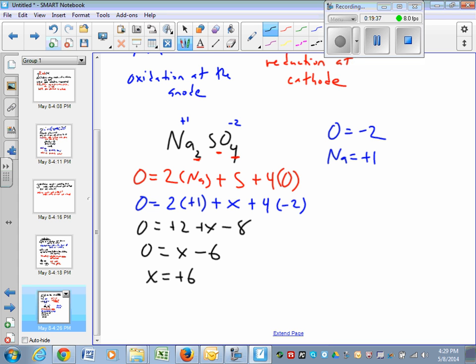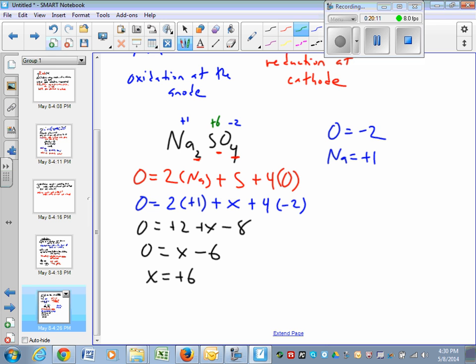That +6 charge is spread out over every sulfur atom I have. In this particular case, I only have 1 sulfur. So the charge on my sulfur is a +6. Okay, that might not be what you expect. Looking at the periodic table, you think it's going to be a -2. But in this case, sulfur has a +6 charge. So please, if you're asked to find the charge of an element in a compound, please make sure that you go about assigning charges in a way that makes sense.